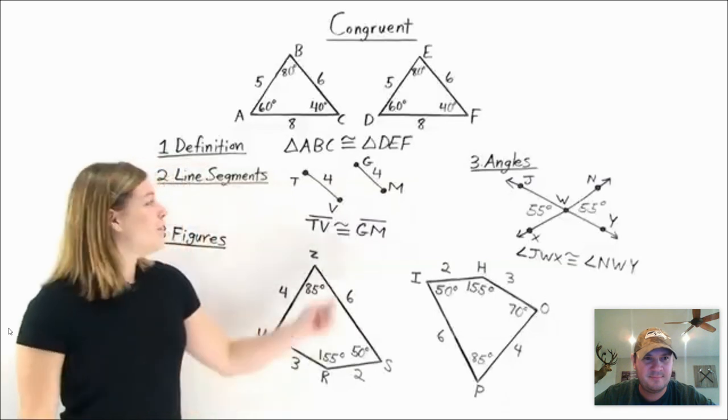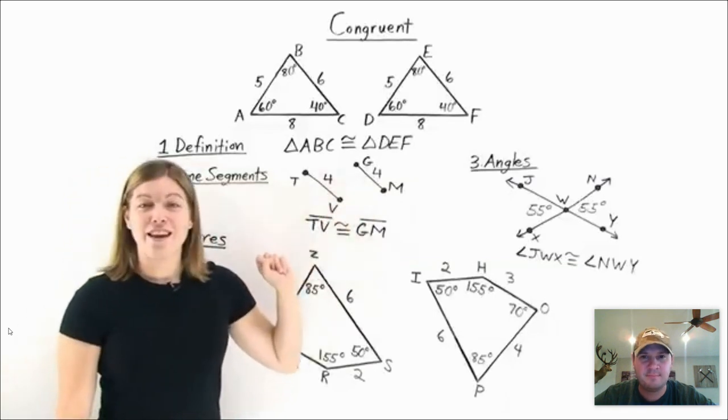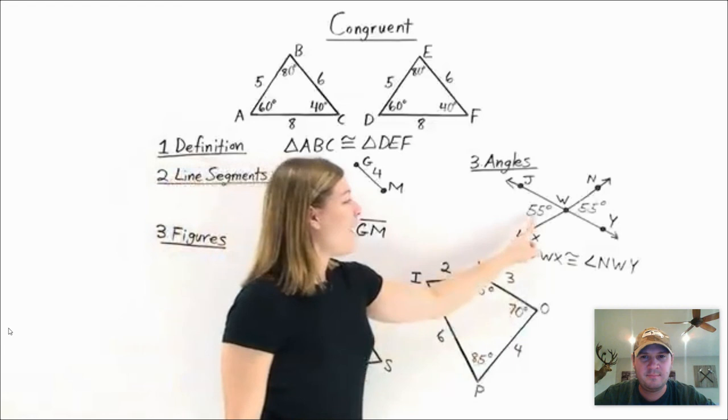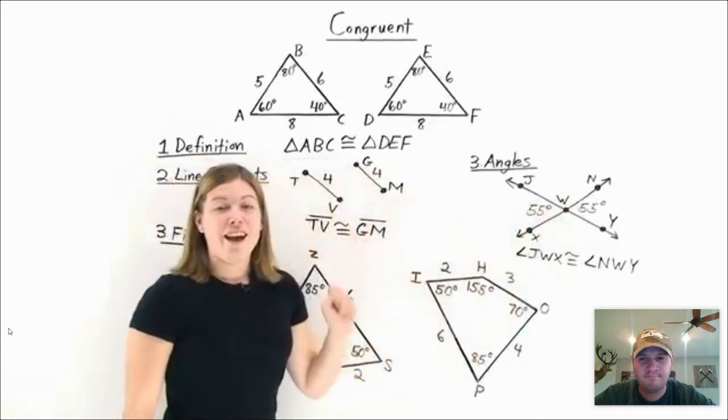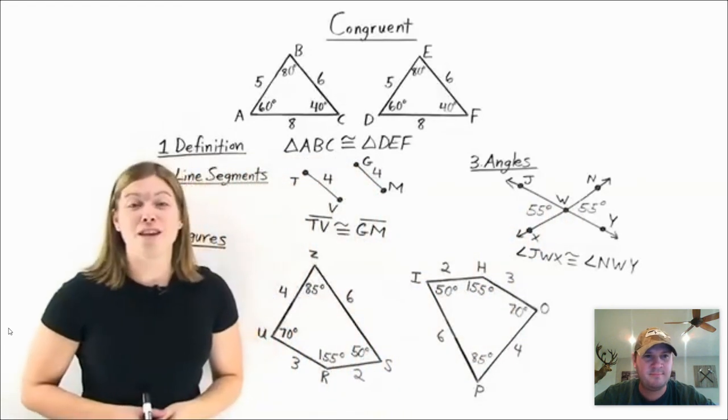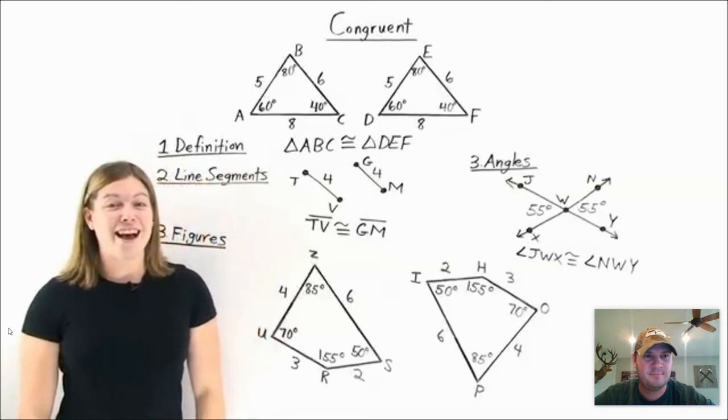So now we know. Two lines are congruent if they have the same length. Two angles are congruent if they have the same angle measurement. And in order for two figures to be congruent, they must be the same size and shape.